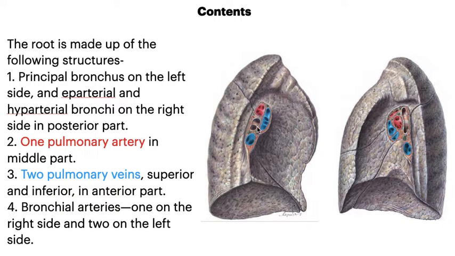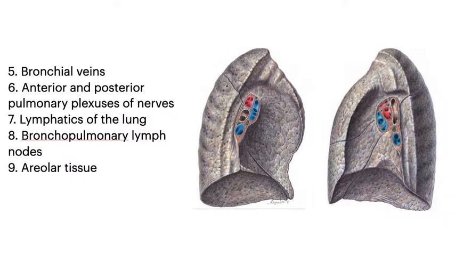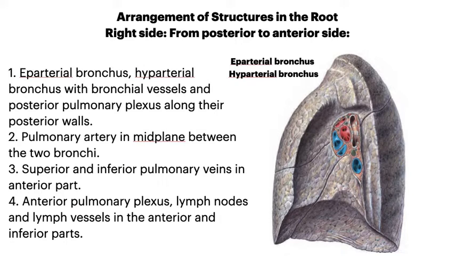The bronchial arteries, one on the right side and two on the left side. It also contains the bronchial veins, the anterior and posterior pulmonary plexus of nerves, lymphatics of the lungs, the bronchopulmonary lymph nodes, and the alveolar tissue. Arrangement of structures in the root of the right side from posterior to anterior side.